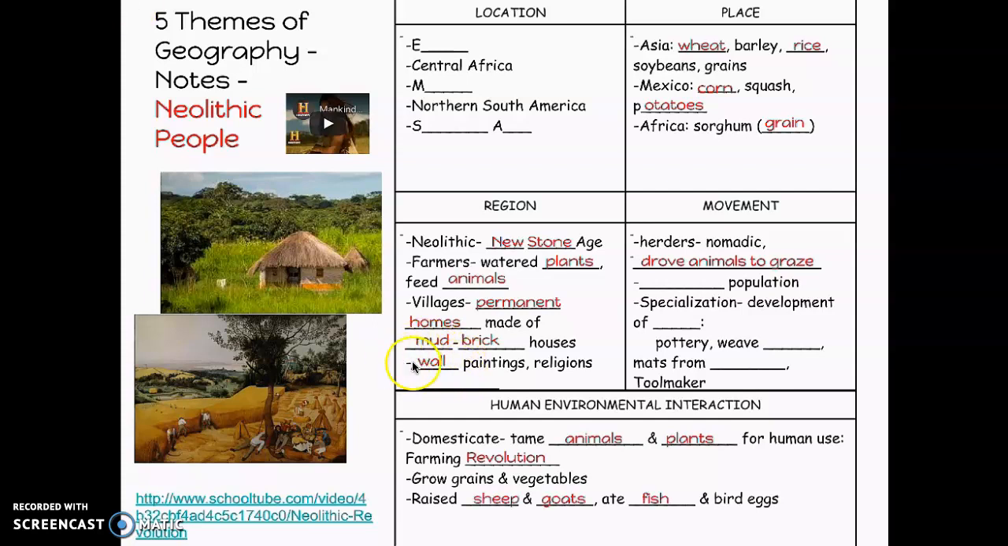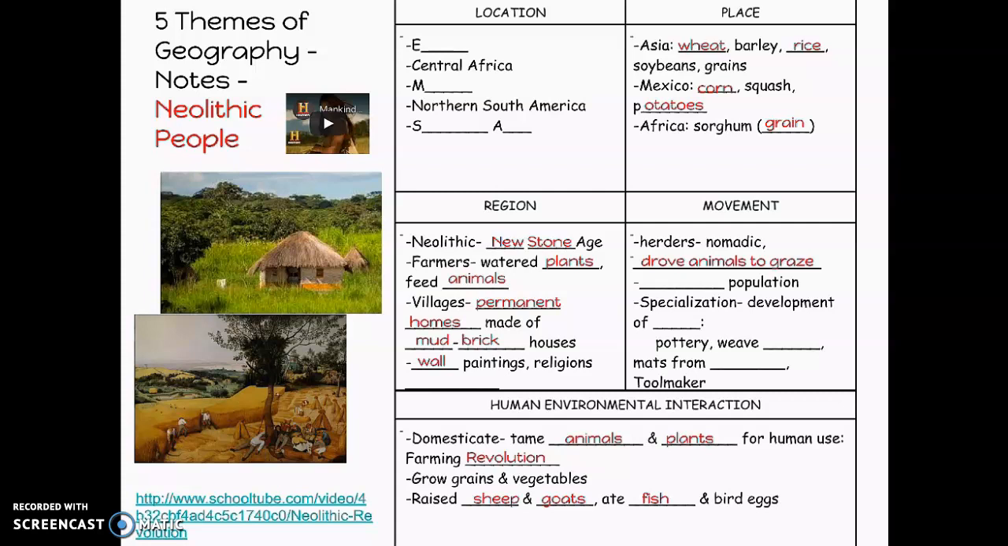So here in our notes we have wall paintings, and some of them were religious buildings, so wall paintings, and then they raised sheep and goats and ate fish and bird eggs. Moving on to page 15, the benefit of a settled life. The shift to settled life brought Neolithic people greater security than they had ever known. Steady food supplies meant healthy, growing populations.